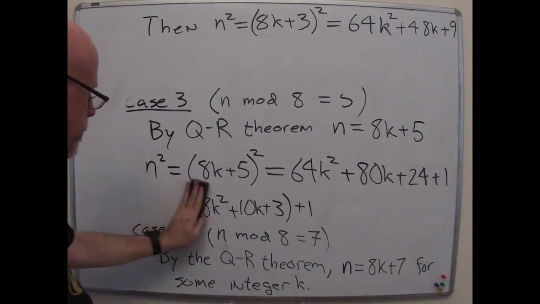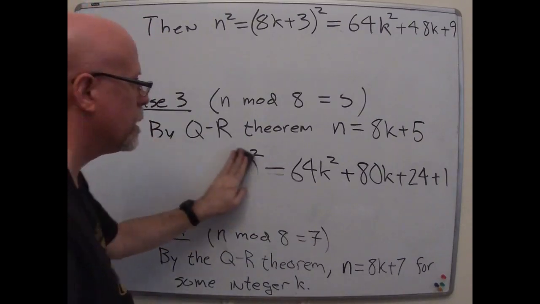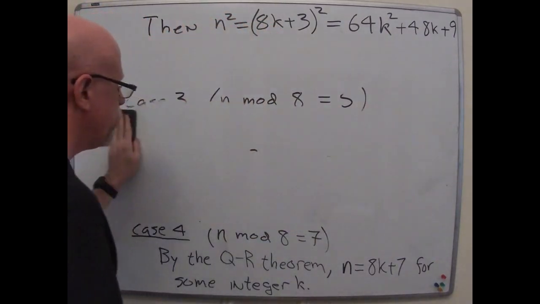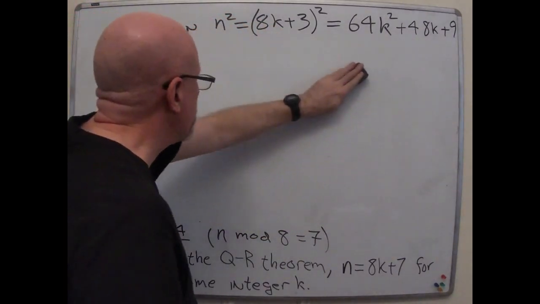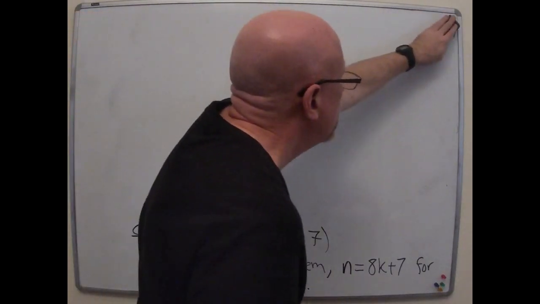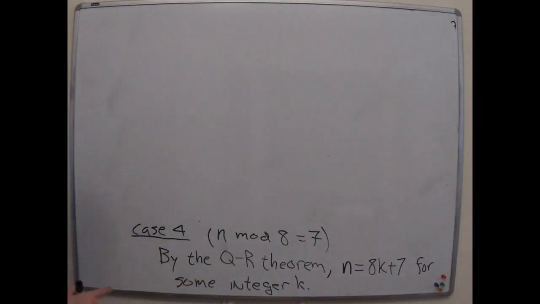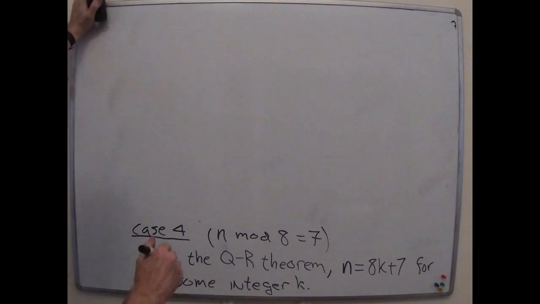Let's see, we'll keep the beginning of case 4 at the bottom of the board so you can follow along. We'll get rid of all the rest of this stuff. We're almost done with the last of the cases, and then there's just one last little segment, usually a wrap-up paragraph that we'll need to write. So, by the quotient remainder theorem, n is 8k plus 7 for some integer k, all good.